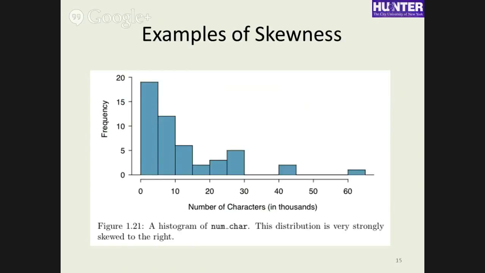So in our data set, here's the number of characters in an email. As it points out, the distribution is strongly skewed to the right. So you have lots of emails that have between 0 and 5,000 characters, but then a few, there's one that has over 60,000 characters. Someone wrote a book in their email or something like that.